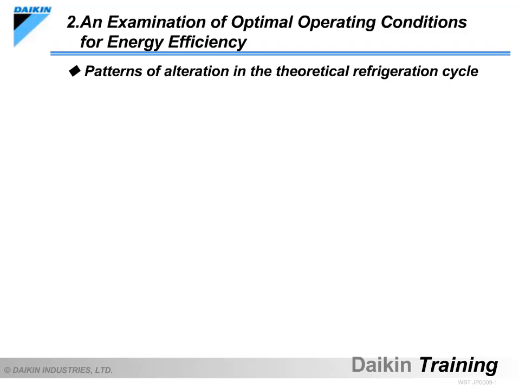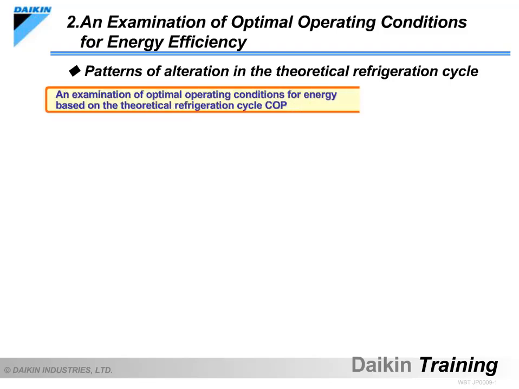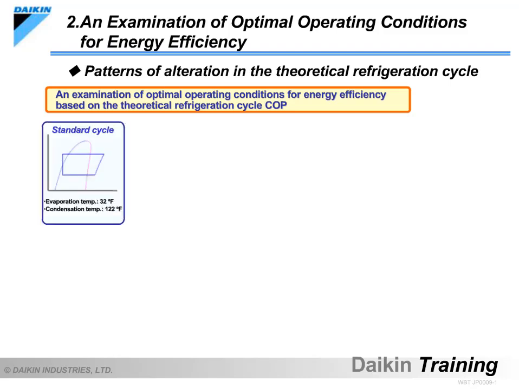To this point, I have explained how to calculate the COP using the pH chart. Now, let's use what we have learned to examine the optimal operating conditions for energy efficiency. We will do this by using an air-cooled air conditioner running on R410A as our model and randomly altering the data within its standard cycle in order to compare the respective theoretical refrigeration cycle COPs.